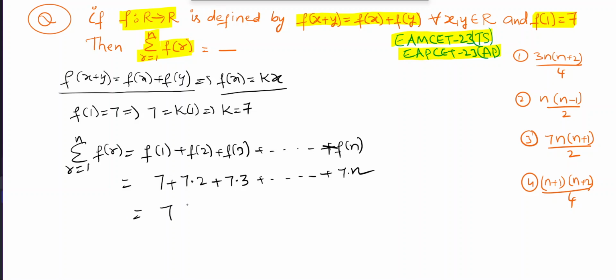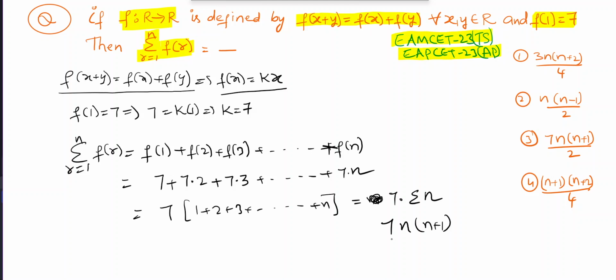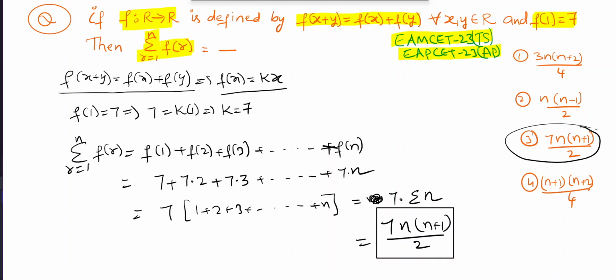7 is common in all of these, that is 1 plus 2 plus 3 plus up to n, that is equal to 7 into sigma n. We know the formula sigma n is n into n plus 1 by 2. So this is the final answer. For this, the third option is the correct answer, that is 7n into n plus 1 by 2. That is the required answer.